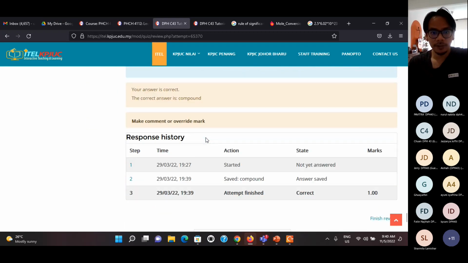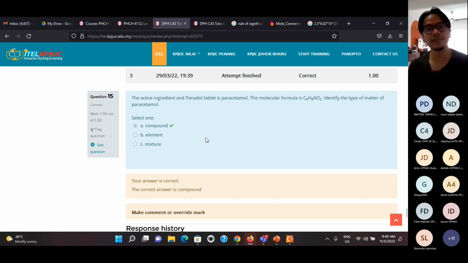And our final question, the active ingredient of Panadol is paracetamol. The molecular formula is C8H9NO2. Identify the type of matter of paracetamol. So jawapannya adalah a compound. Element is the simplest substance. It is only made up of one atom.